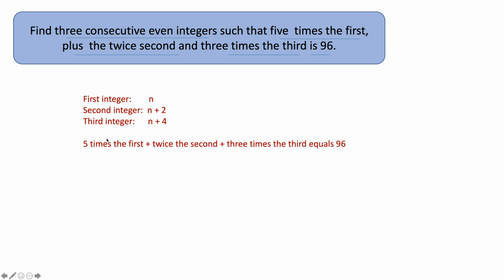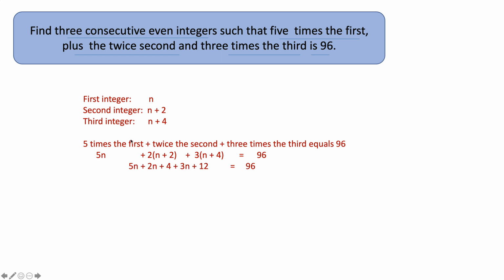And then I just write 5 times the first. It says the first right there. It's n. So 5 times n is 5n. Then it says twice the second. Ooh. Twice the second is 2 times n plus 2. And then it says 3 times the third, which is 3 times n plus 4. And I have to get 96 out of that.